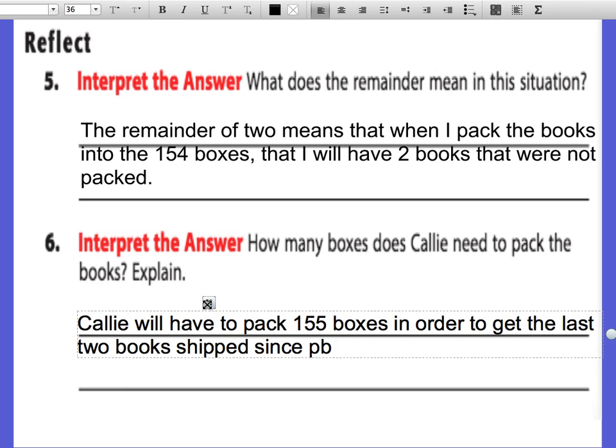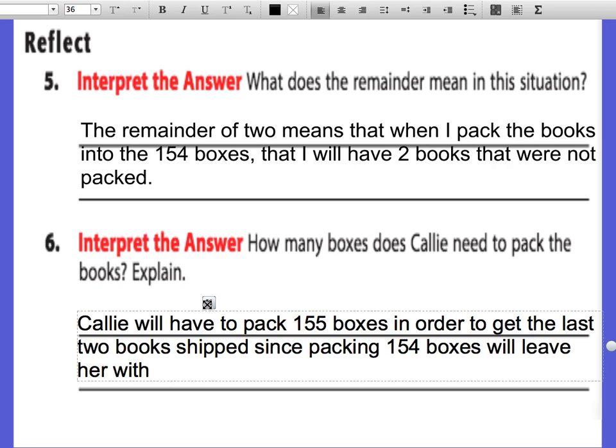Since packing 154 boxes will leave her with 2 books unboxed.